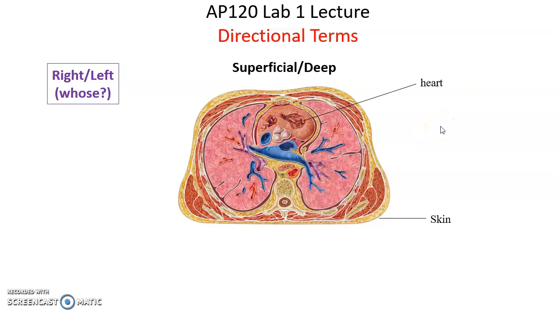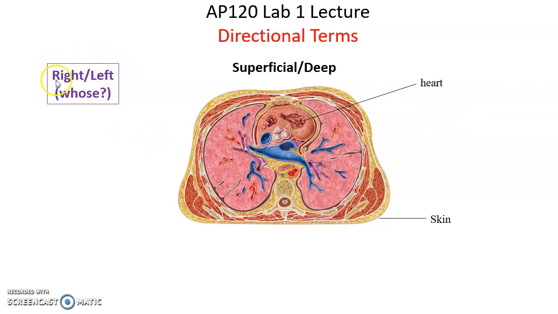We also have the terms superficial and deep. Deep means further away from the surface of the body or structure. Superficial means closer to the surface. This often is used to refer to things surrounding each other, like layers of an organ. In this example here, where we're looking at the thoracic cavity via transverse section, we see the heart here. The heart is deep to the skin. Skin, as you can see, goes completely around, so it is surrounding the heart. The heart is deep to the skin, or the skin is superficial to the heart. The skin is closer to the surface than the heart is.